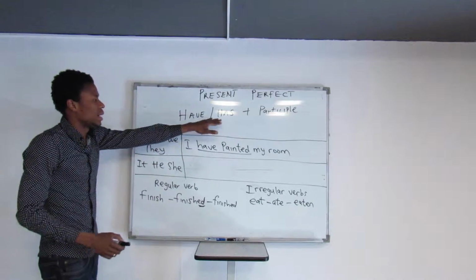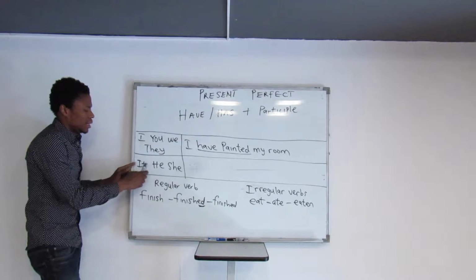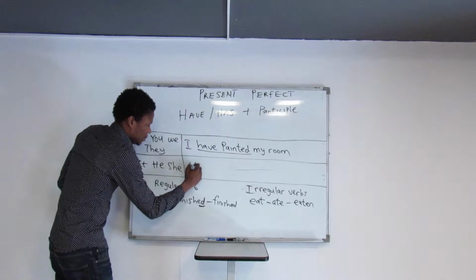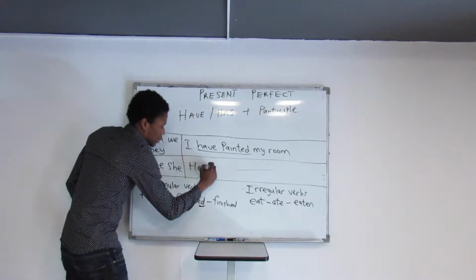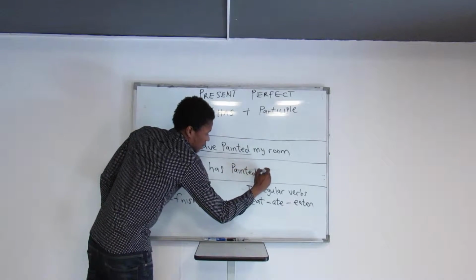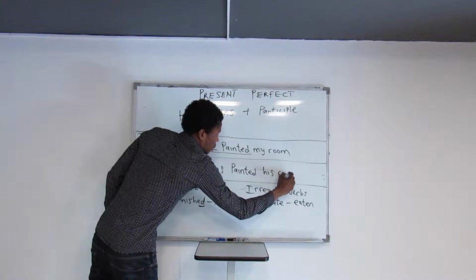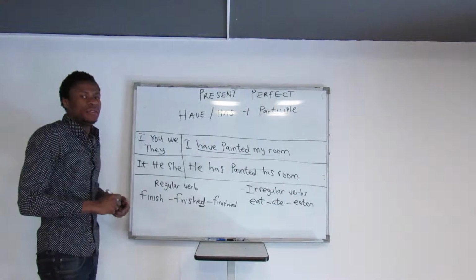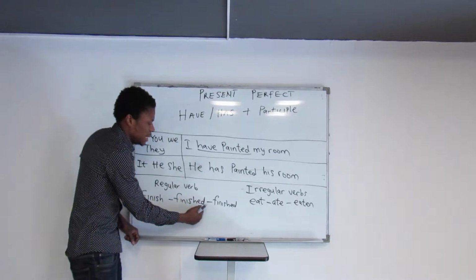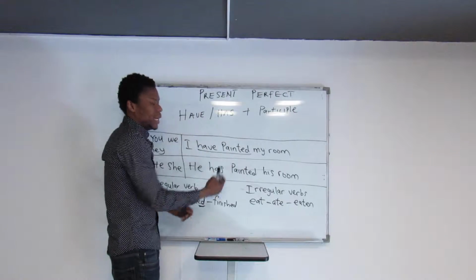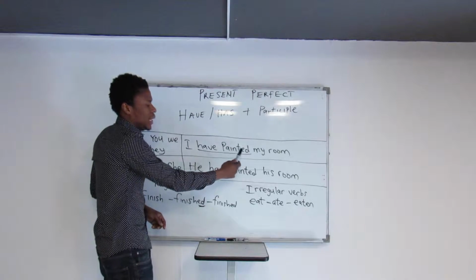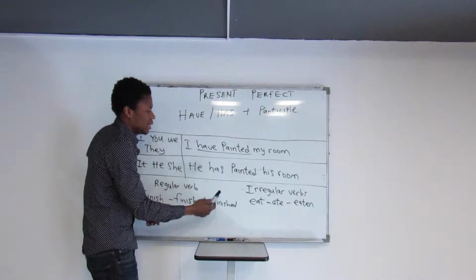Now, when do we use has? We use has when we have it, he, or she. For example, maybe my friend, he has painted his room. If you remember, I told you when we have regular verbs, the past participle ends with an ed. That is why we have painted. Paint is a regular verb, and the past participle of paint has an ed, so we have painted. The same thing here. He has painted his room.